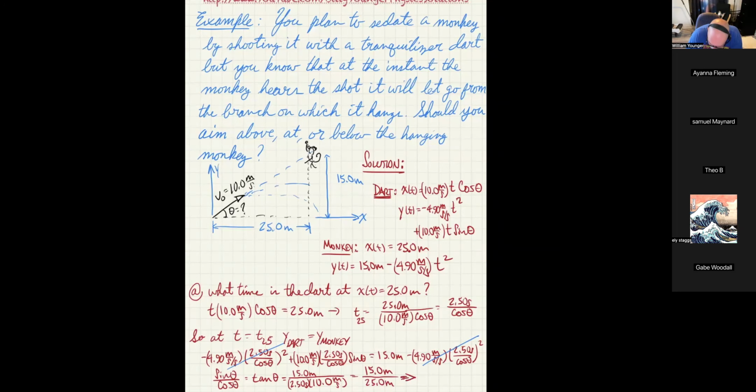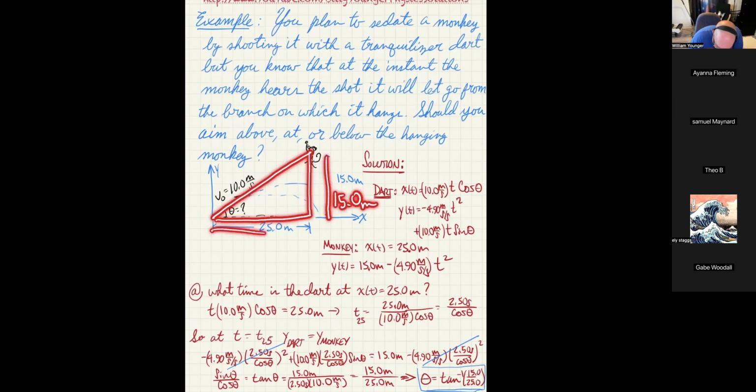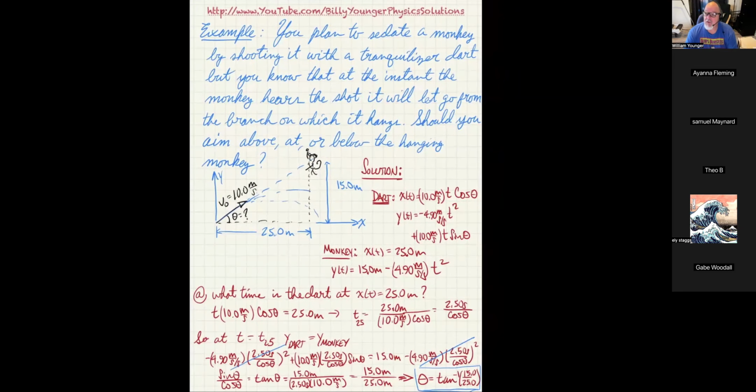Therefore, theta is equal to the inverse tangent of 15 over 25, which is aiming exactly at the monkey. Because you can see this triangle, let's do this with a laser pointer. This triangle has a height of 15.0 meters and a width of 25.0 meters. So this angle theta is the inverse tangent of 15 over 25. Anybody have any questions on that one?